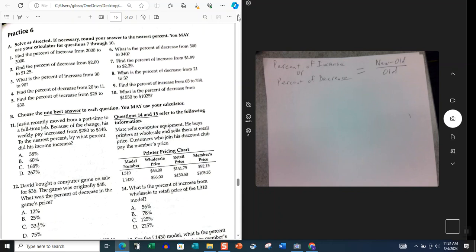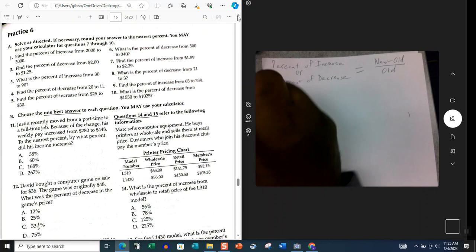And then let me read down for B as well, the directions. It says choose the one best answer to each question. You may use your calculator. So for problems 11 through 15, we can use a calculator. And we might as well say from problem 7 to 15, we could use a calculator. But problems 1 through 6, we have to do it by hand. So let's take a look at number 1.